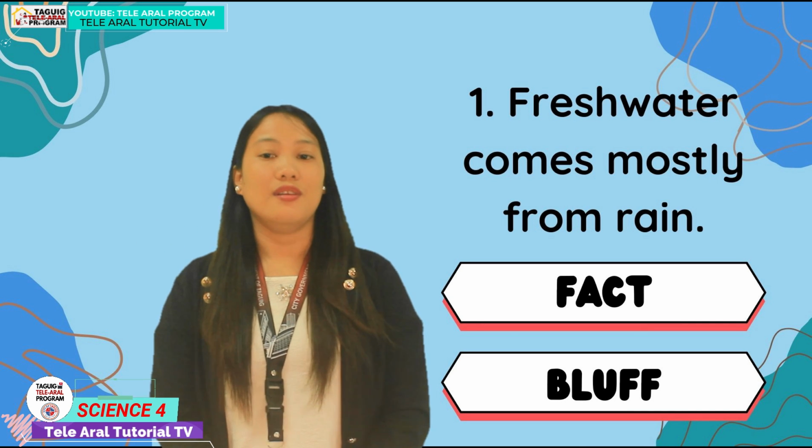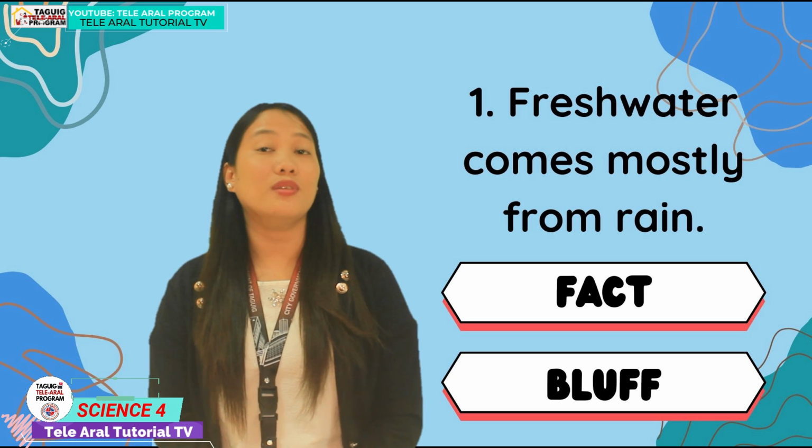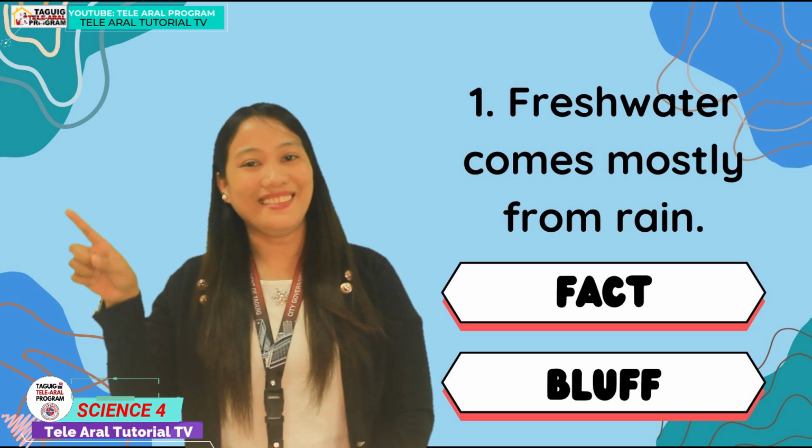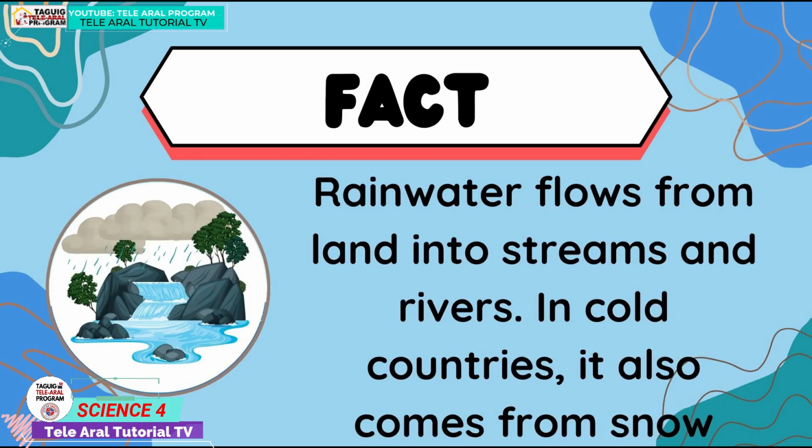First question. Fresh water comes mostly from rain. Is it a fact or a bluff? It's a fact. Very good, learners, because rainwater flows from land into streams and rivers. In cold countries, it also comes from snow.